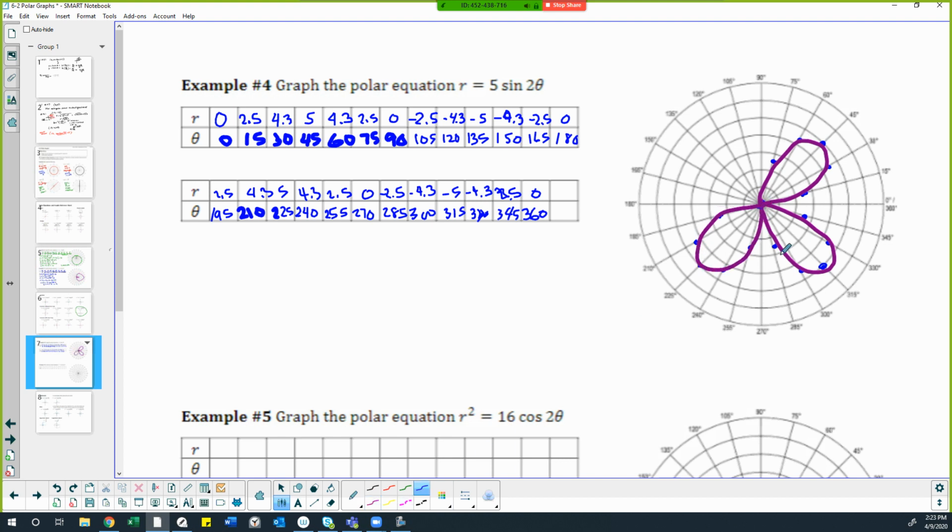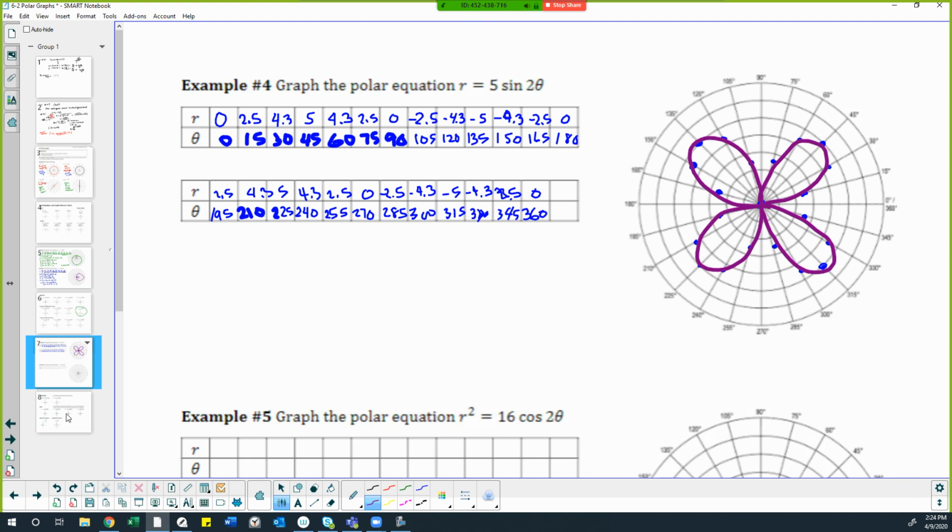And then the last one is 285, but it's negative, so it goes back to here. And then 300 goes to here. 315 goes back to here. 330 would go backwards to here. 345 would go backwards to here. And then 360 goes back to 0. So following that last set of points, we get our 4-petaled rose.